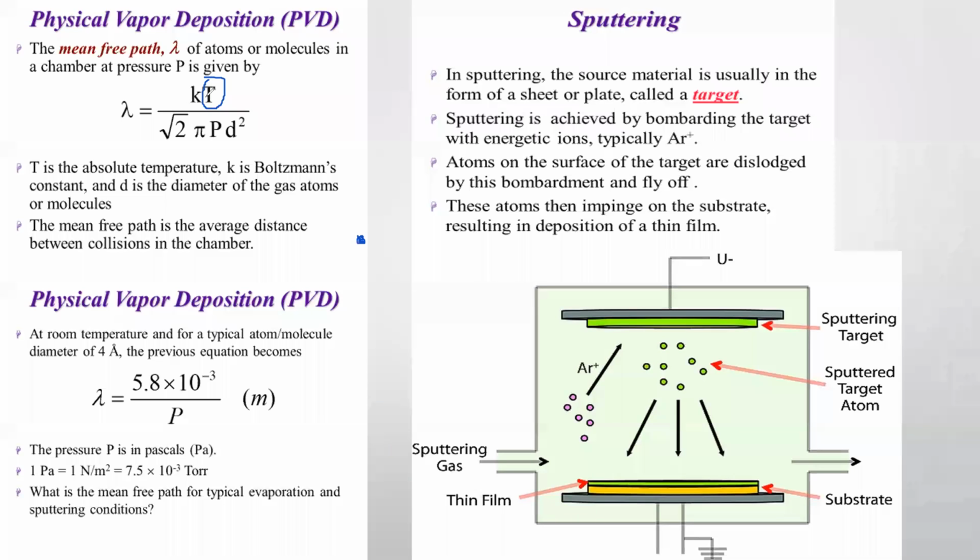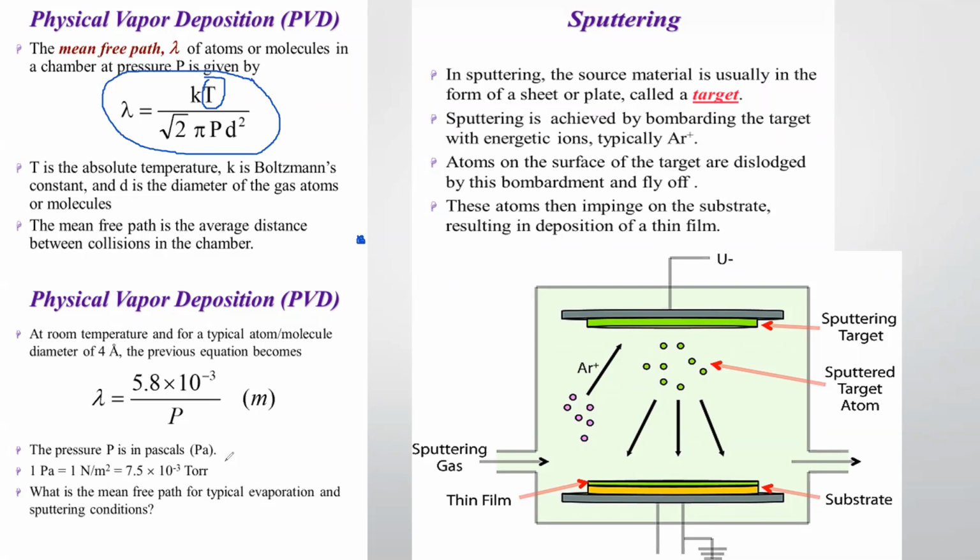This mean free path concept is applicable in ion sputtering. That's why d is the diameter of the argon gas atom, or we can say the argon gas molecule. The mean free path is the average distance between collisions in the chamber, meaning the average distance between the source and the substrate inside that particular chamber. So this is the mean free path formula.